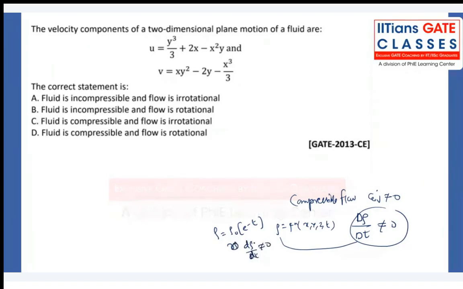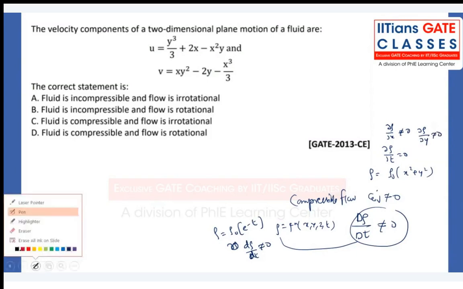Or it may be possible that rho is rho naught times x square plus y square. Then in that case, dou rho by dou t may be zero, but dou rho by dou x is not equal to zero, and dou rho by dou y is not equal to zero. So it is very difficult to decide here also. Getting my point? Now tell me this particular problem very quickly.